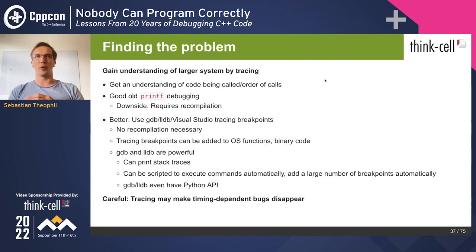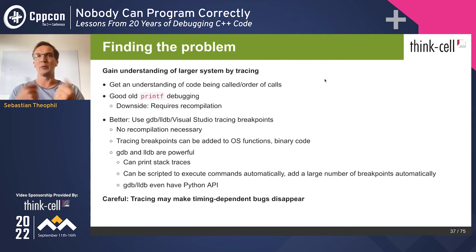So when you're looking for the problem in a large code base, maybe in a code base you're not very familiar with, sometimes it's a good first idea to get a better understanding of the system, of its components, how they behave, how they interact. And we can do that by tracing information. So maybe we want to understand what functions are being called, in what order, with what arguments.